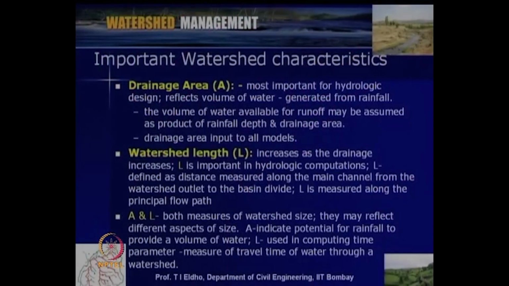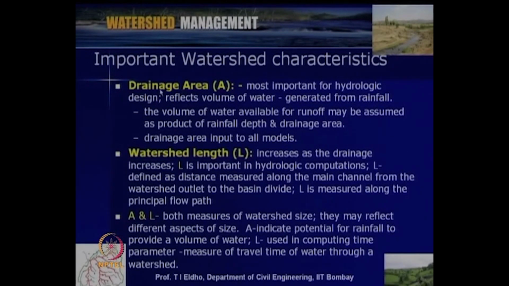Now, with respect to the various watershed characteristics which we have considered, some of the important characteristics we will be discussing in detail, since these characteristics are very important, especially when we go for watershed modeling. Modeling can be rainfall-runoff modeling or groundwater modeling or many of the other processes taking place within the watershed. So, let us have a brief look into the important watershed characteristics, their definitions and in what way we will be utilizing them in watershed modeling.